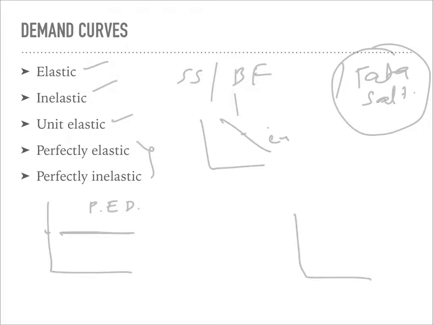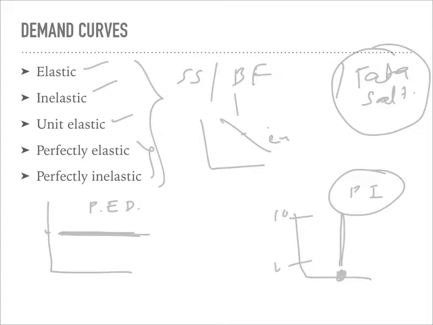So your chart is mostly horizontal for this, and when you have something vertical, that is perfectly inelastic. No matter if you change your price from 10 to 1, your quantity remains constant, or it hardly changes. So that becomes your perfectly inelastic, and this becomes your perfectly elastic. I hope you are clear with these 5 concepts.